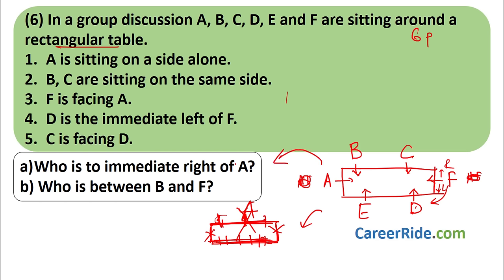Who is to the immediate right of A? A is facing inside, right? Over here towards east. So immediate right of A is this. This is the right and this is the left. Answer is E. Who is between B and F? This is B. This is F. Who is between? Answer is C. See how easy it was. Moving to the next question.